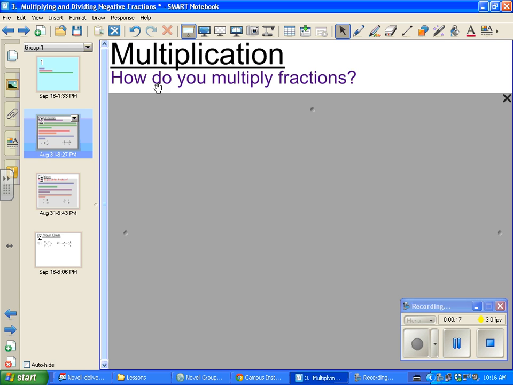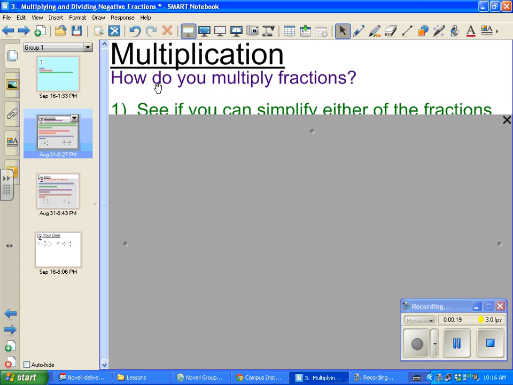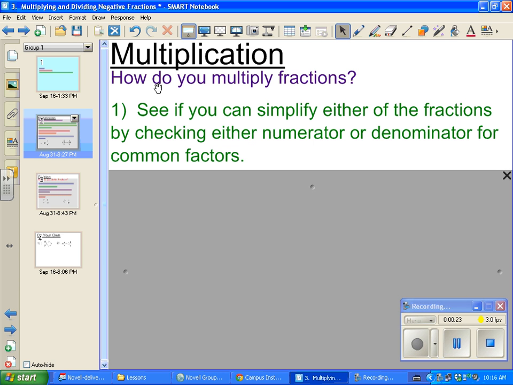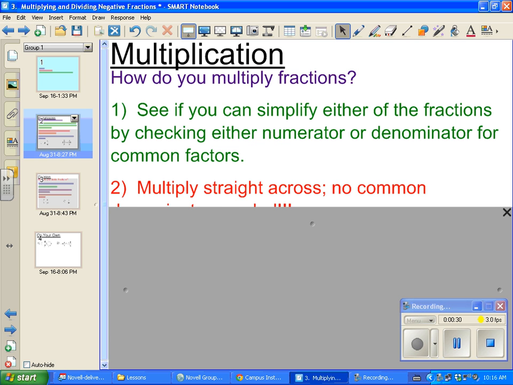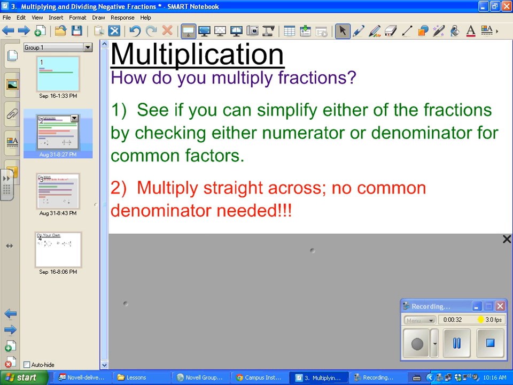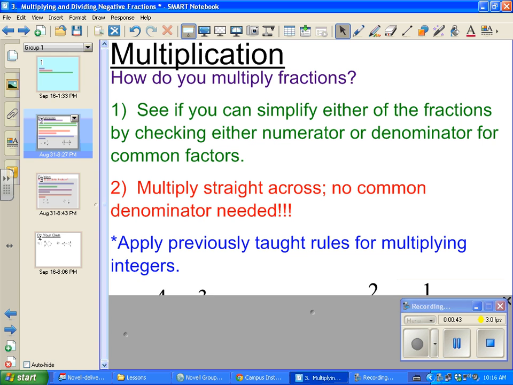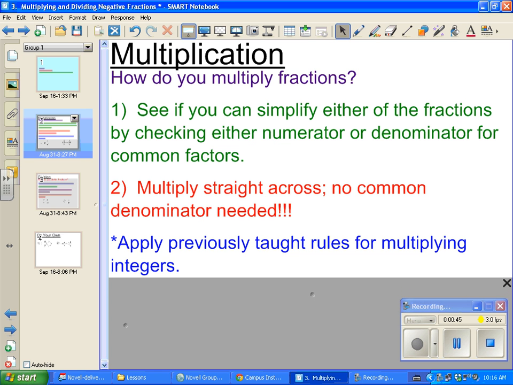So, quick review of multiplication. How do you multiply fractions? First thing you do, we try to simplify either of the fractions by checking either numerator or denominator for common factors. Once you've done that, you multiply straight across, and the beauty of multiplying is there's no common denominator needed. So that's one less step than addition. And since we're involved with negatives, we are going to apply the rules of negative integers to our negative fractions.